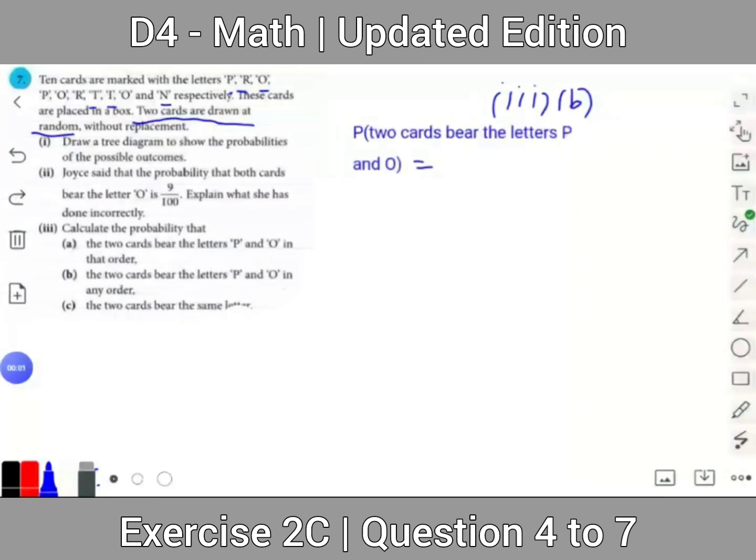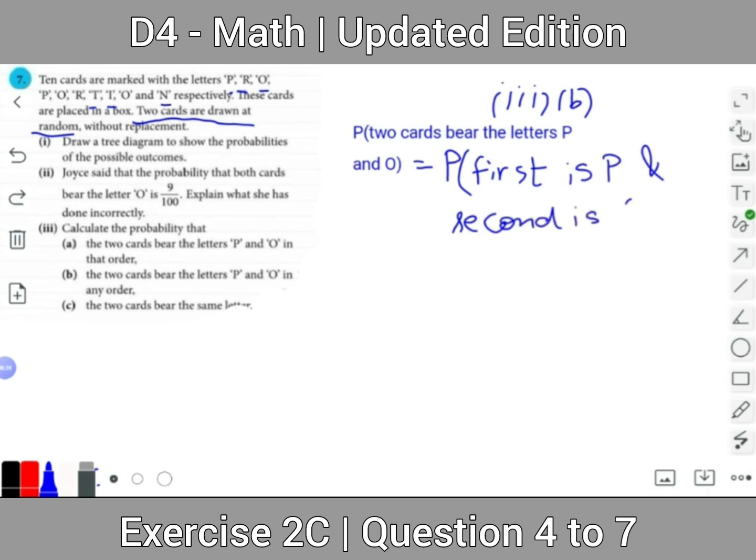Now in part B, we have to find the probability that the two cards bear the letters P and O. So here we have two possibilities. The first possibility is the first letter is P and the second letter is O, plus the probability that the first letter is O and the second letter is P.